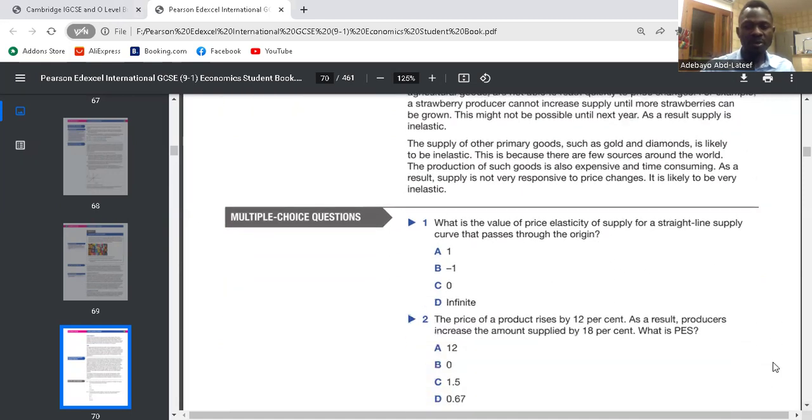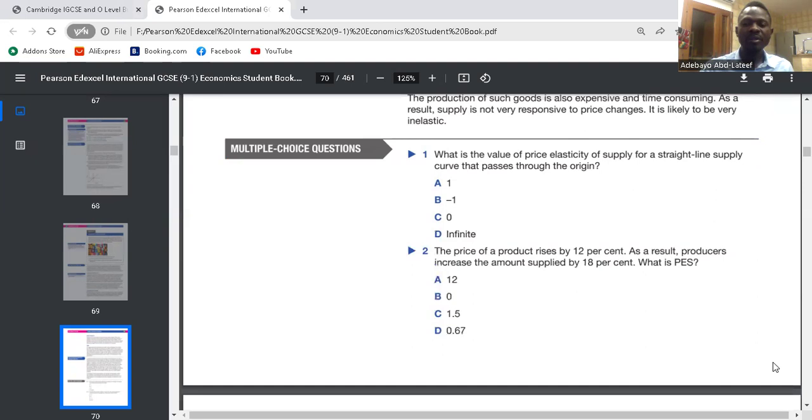So go to the multiple choice question. The first one. What is the value of price elasticity of supply for a straight line supply curve that passes through the origin?